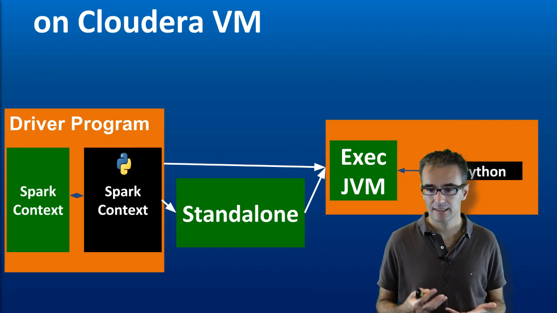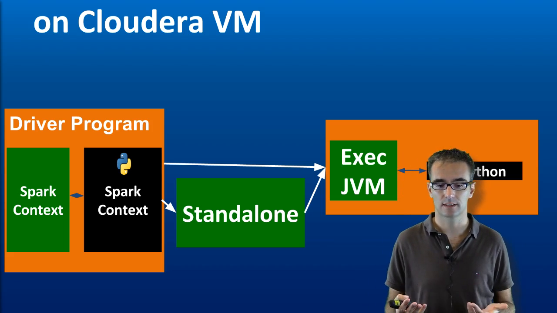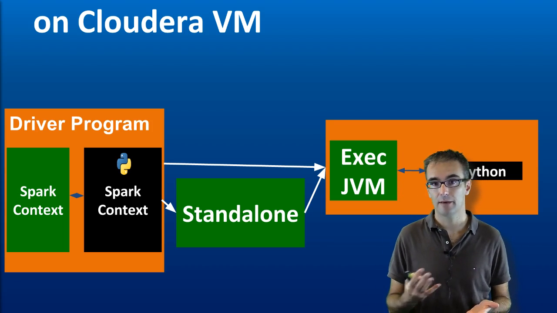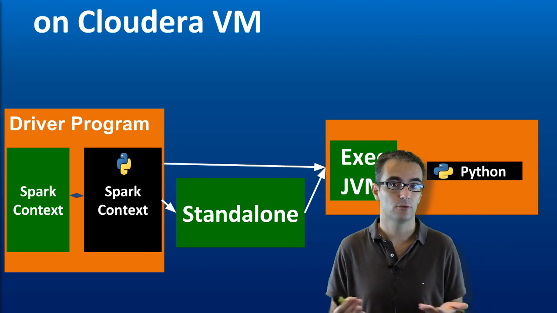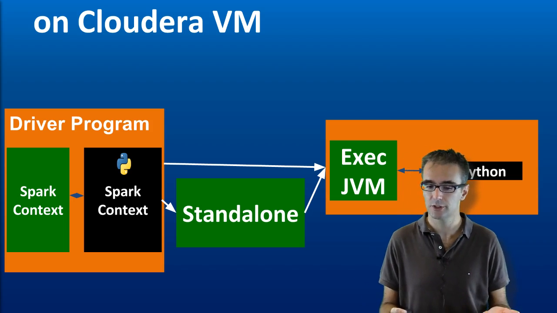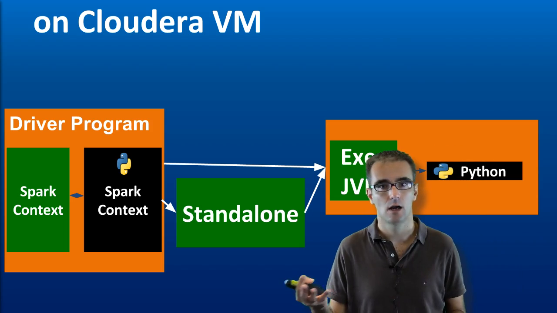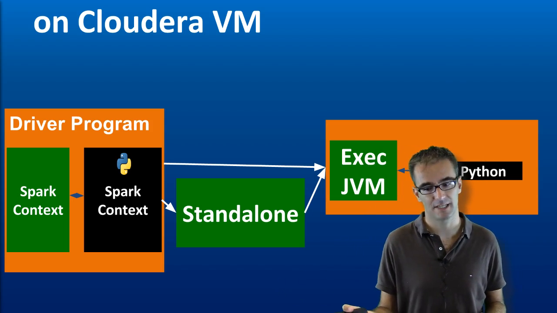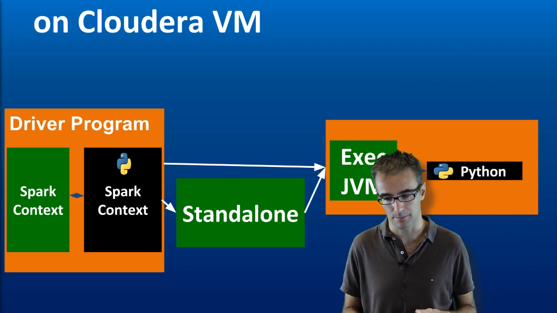Finally, let's see how this setup works on the Cloudera VM. In the Cloudera VM, we are using Spark in standalone mode, and everything is running locally, so it's a single machine. On the same machine, we have the executor JVM, our one single PySpark process, and our driver program.